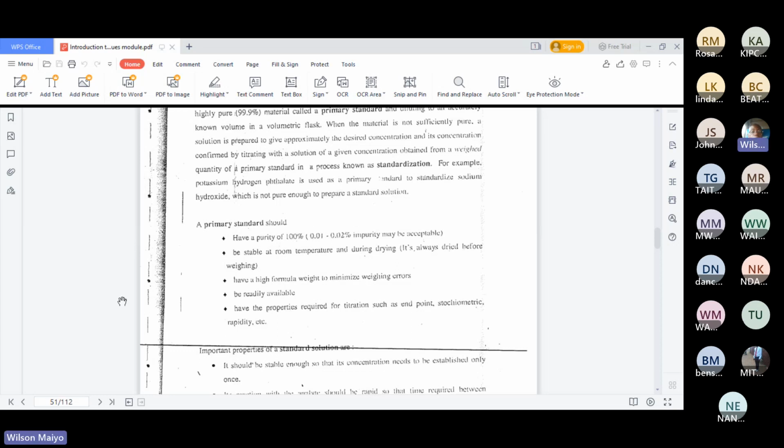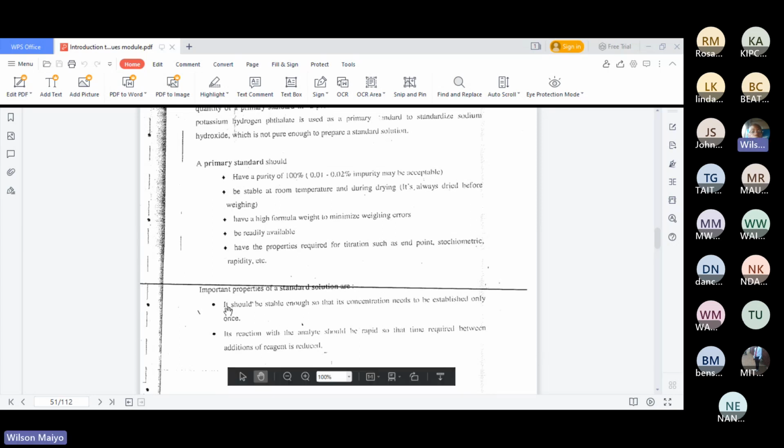And then finally, it should have properties required for titration, such as endpoint, stoichiometry, and rapidity. It should be able to react within a very short time to give the results. So those are the 5 properties of a primary standard, which we said is the one that we normally use for preparing a standard solution. And a standard solution is the solution of known concentration that we actually use for purposes of determining the concentration of an analyte. So I hope so far so good.